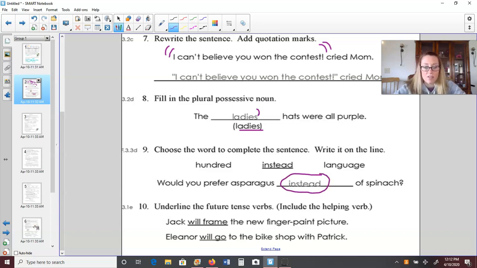And number 10, underline our future tense verbs, including the helping verb. Remember, future tense means it's going to happen. It will happen. So Jack will frame the new finger paint picture. Will frame, that includes the helping verb will, telling us that this is going to happen in the future. Eleanor will go to the bike shop with Patrick. Will go, okay, she will go, tells us it's going to happen in the future.